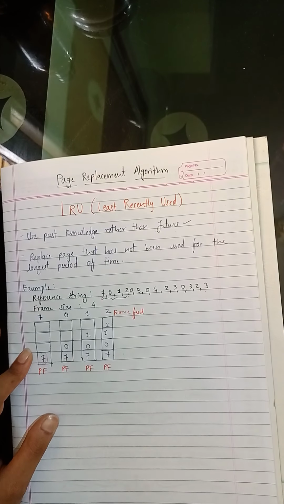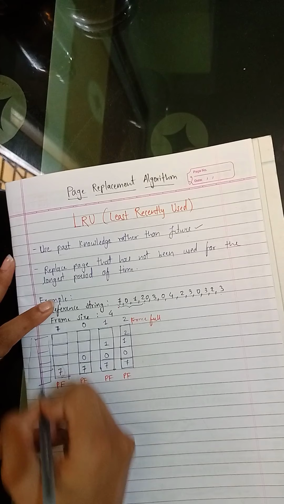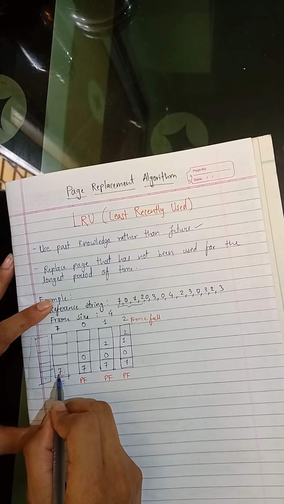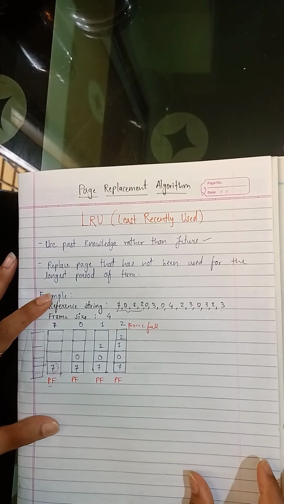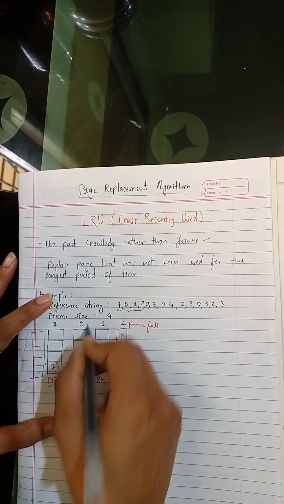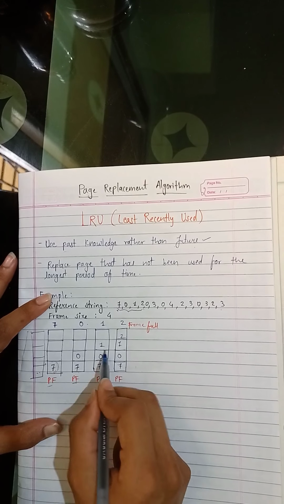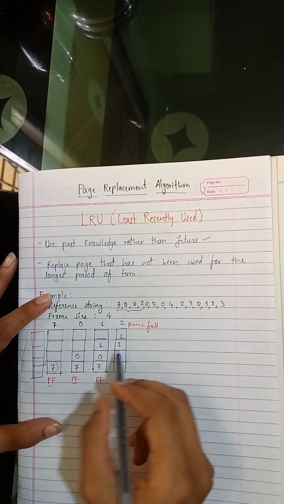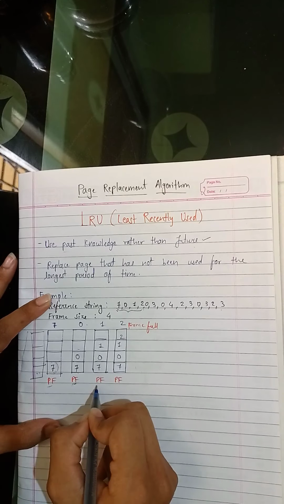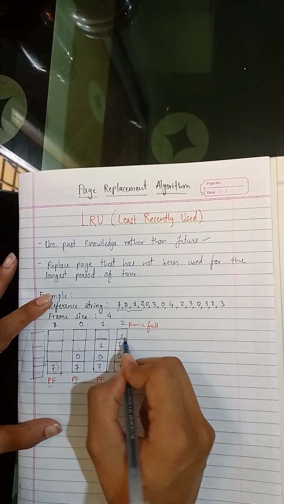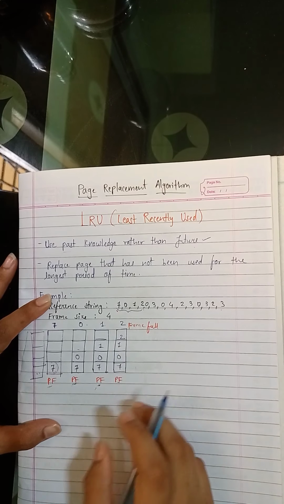Why a fault? Because when the initial frame was empty, there was nothing in the frame, and now we need to find 7, but 7 is not in the frame, so it is a page fault because 7 was not found. Next we have 0, we can push 0 here, and similarly mark it as a page fault. Then 1, we have to push it, and mark it as a page fault. Similarly for 2, we mark a page fault. Now the frame is full. The actual algorithm starts here.